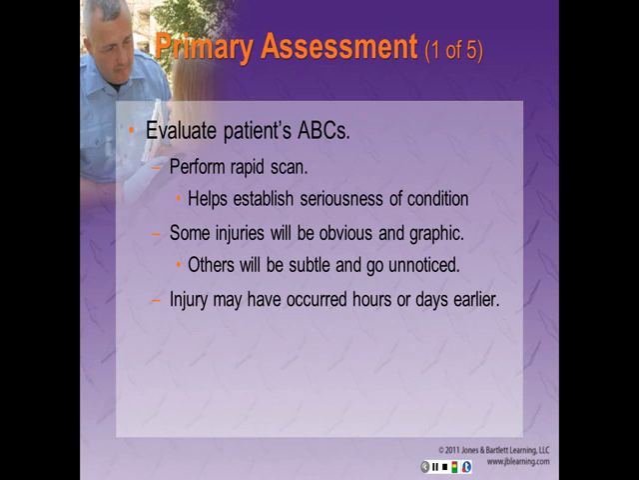The goal of the primary assessment is to evaluate the patient's ABCs and care for any life threats. The first thing you do is perform your rapid scan. This will help establish the seriousness of the patient's condition. Some abdominal injuries will be obvious and graphic, but most will be very subtle and will go unnoticed. Remember that in some cases of abdominal injuries, the injury may have occurred hours or days earlier.